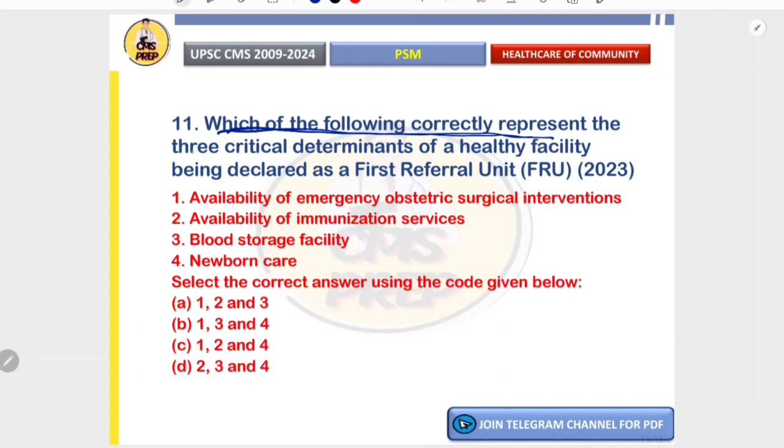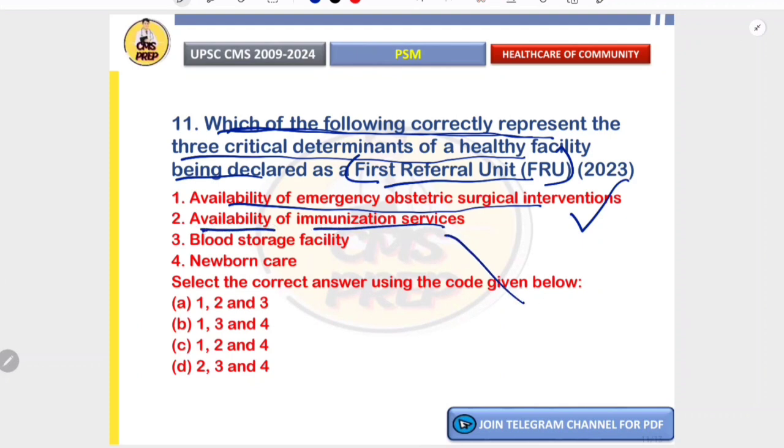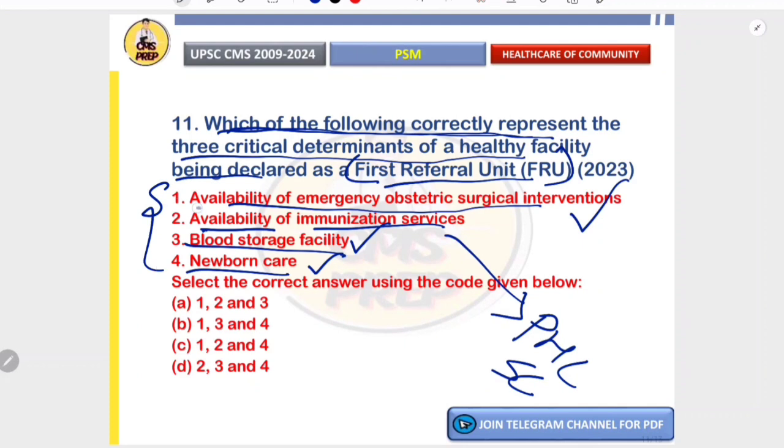Which of the following correctly represents the 3 critical determinants of a health facility being declared as a first referral unit? Availability of emergency obstetric surgical interventions. Yes, it is required to declare as a first referral unit. Availability of immunization services. No, it is routine services provided even at lower facilities like PHC and subcenter. Blood storage facility. Yes, it is required. And newborn care. Yes, it is required. So out of these 4 options, 1, 3 and 4 are required to declare a facility as first referral unit. Okay, so the correct option is B.